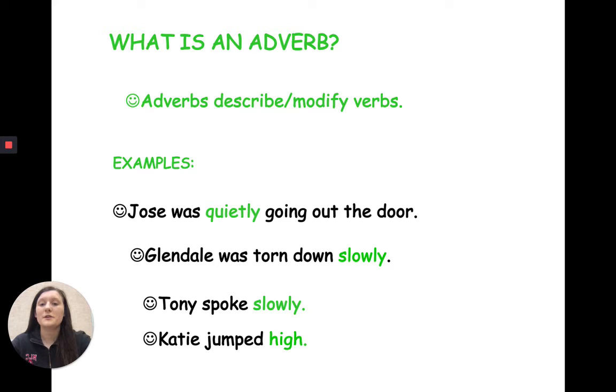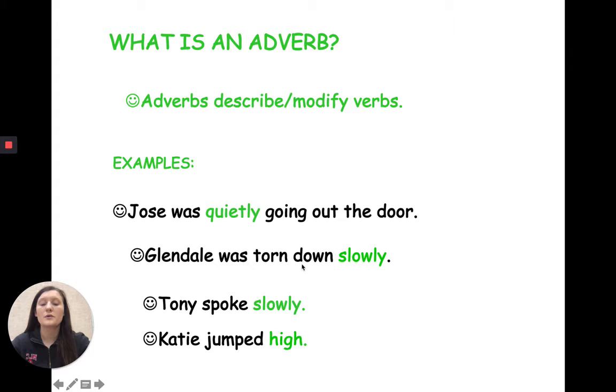All right, so now we're going to talk about what is an adverb. Adverbs describe or modify a verb. A verb is an action. So it's something that we do. Some examples are Jose was quietly going out the door. So here we see, how was he going out the door? Jose was quietly going out the door. He wasn't loud, he was quietly going out the door.